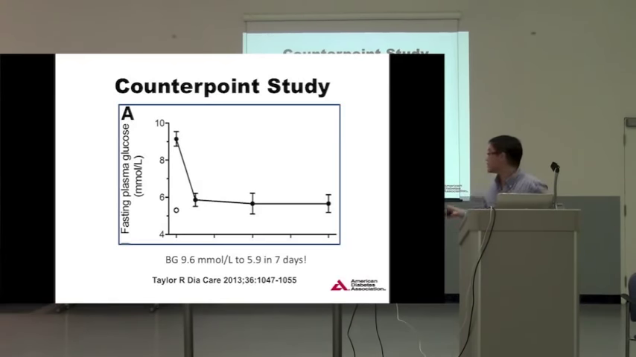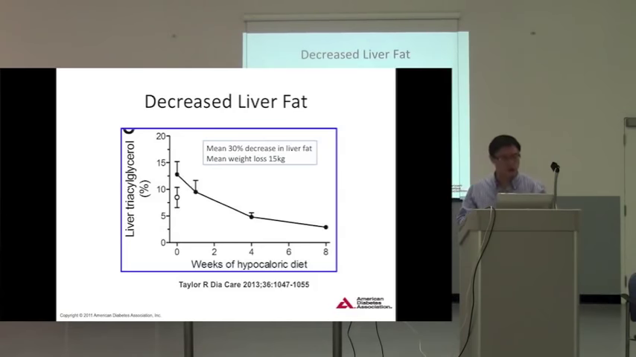So this is the fasting glucose. You see, very quickly, within 7 days, these people go from a sugar of 9 to like 5.8. And it stays down, okay? So the sugar comes down first. The other thing that's very interesting is that the liver fat comes down very quickly. So here's the normal situation, and you can see that people with diabetes have a lot of fatty liver. And that is what comes down first. You get a 30% decrease in the liver fat.